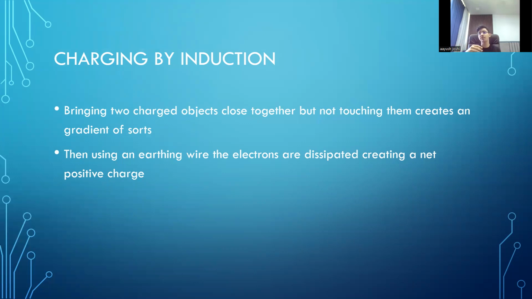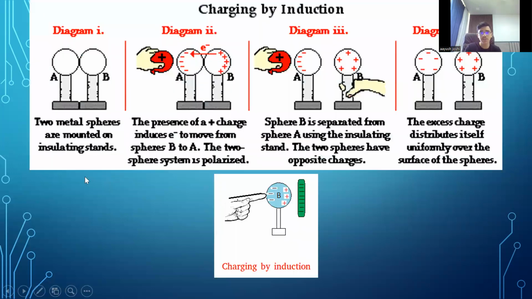So that's how you can create a charge on an object without touching them, without bringing them close. Here you can see what I just said. They just used A as a different kind of earthing and they separated them. This is how you charge by induction. And this is also charging by induction where you use some kind of earthing.